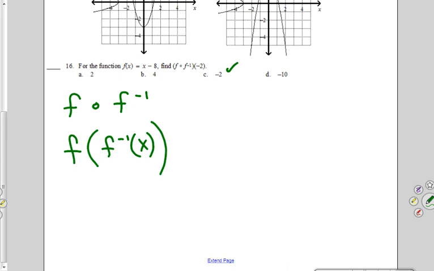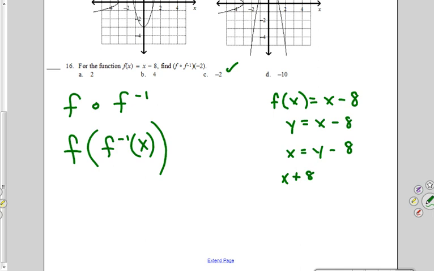If you want to review inverses, here we go. If this is a function, you find its inverse by following these steps. Replace f of x with y. Switch x and y. Solve for y. This is the inverse of the original function.